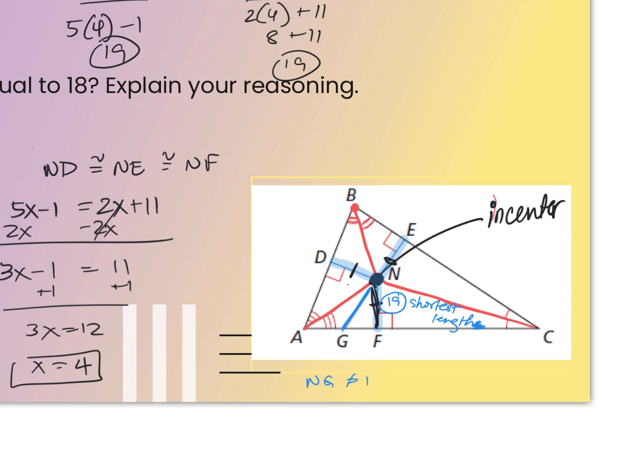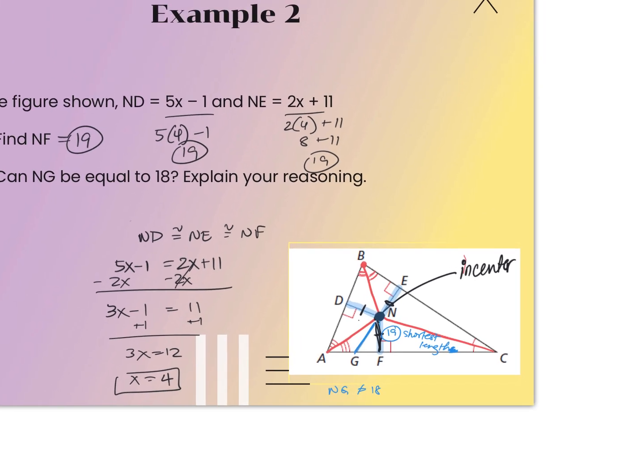It cannot equal 18, because it can't be less than the shortest distance. All the other segments from N to this side, any other ones I draw, are always going to be greater than the 19 that I found. And so it's no. NG is going to be greater than 19. I don't know what it's going to be, but I know it's going to be greater.